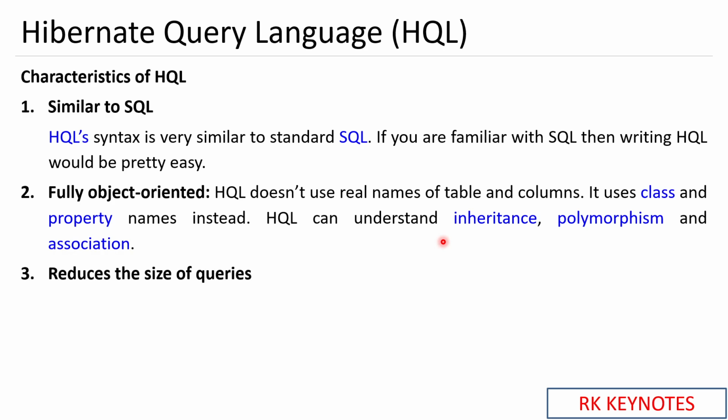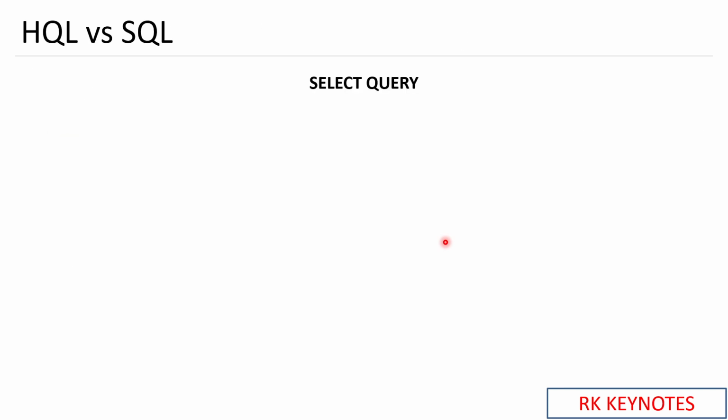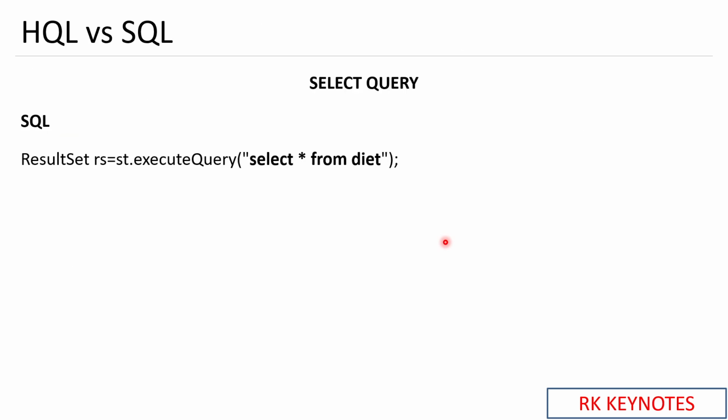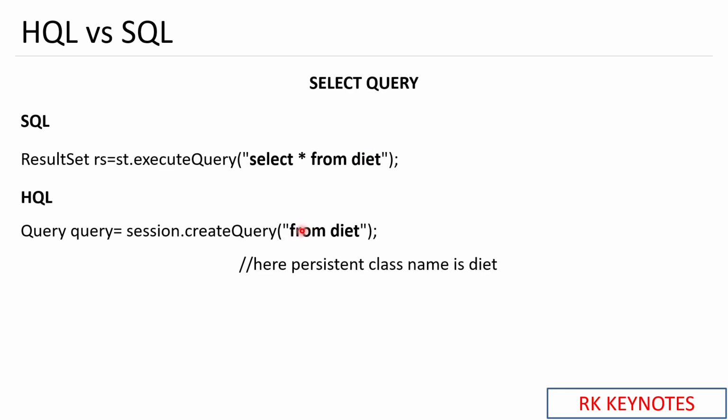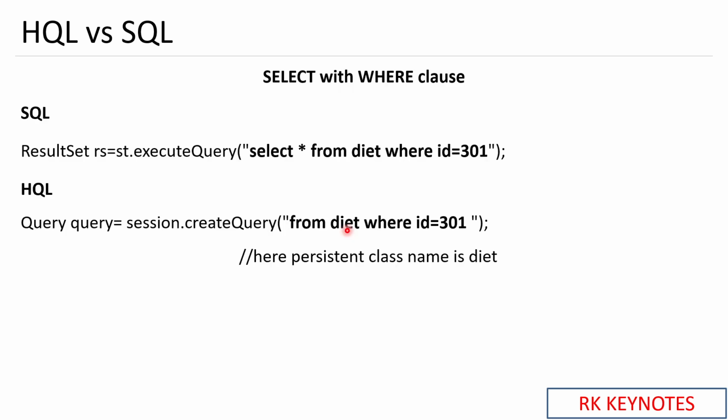Now, I said the syntax changes will be there. So this actually reduces the size of the queries. For example, you can see that this is the select query in SQL. If you want to display all the records from the table, you need to say select star from the table name. But in case of HQL, we have to simply say from, and then the POJO class name you have to provide. Similarly, for displaying a particular record, we will be using SQL in this way. But for HQL, we have to simply say from the class name where ID equal to something.